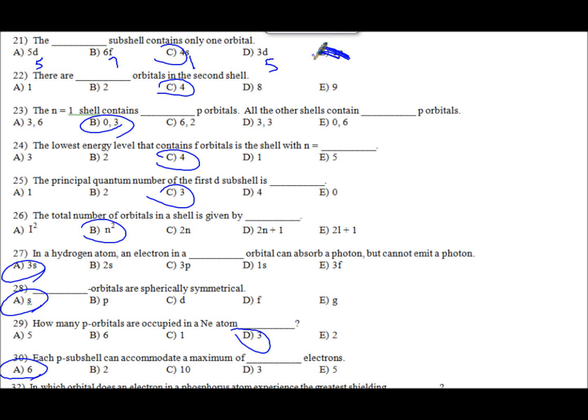Number 22, blank orbitals on the second shell. They keep using this term shell. Most people say energy level. So on the second energy level, there's S's and P's. There's 1s and 3 P's. That's 4.